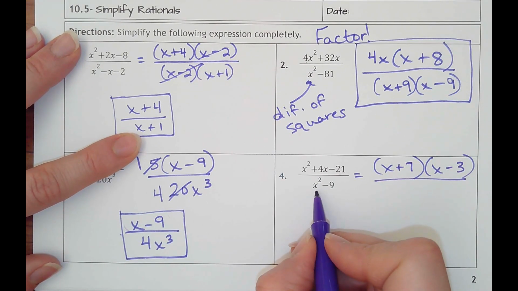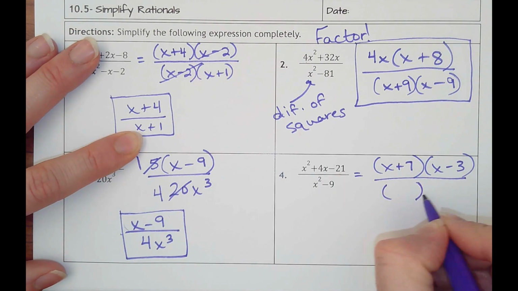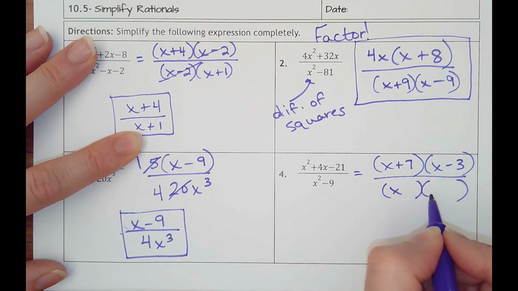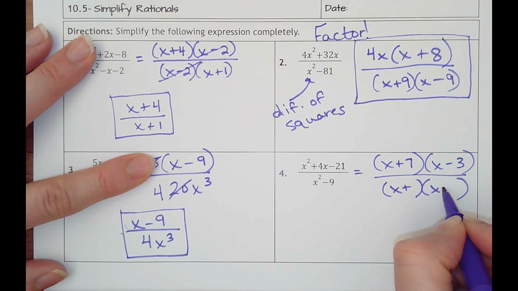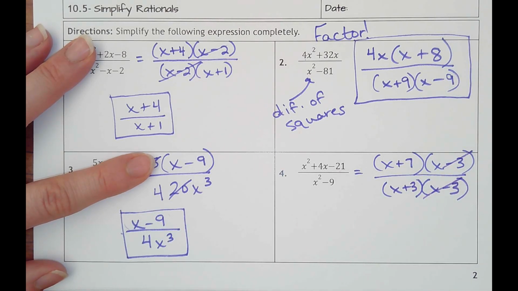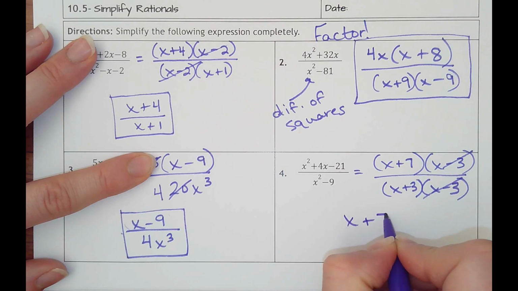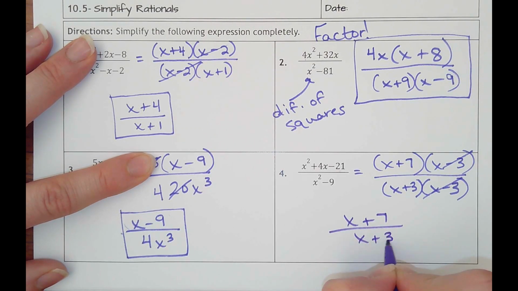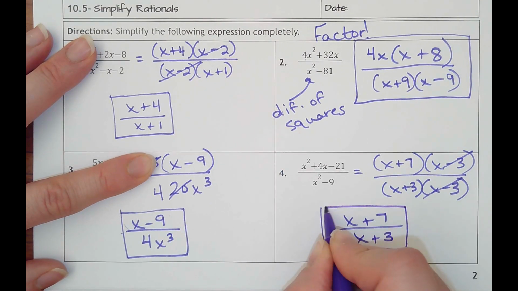The bottom is a difference of squares. So that's also 2 binomials. Starts with x times x. One's going to be plus, one's going to be minus. Square root of 9 is 3. And so the x minus 3's cancel. Our answer is x plus 7 over x plus 3. And that's it.